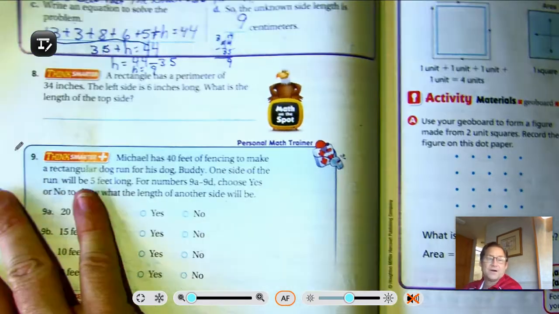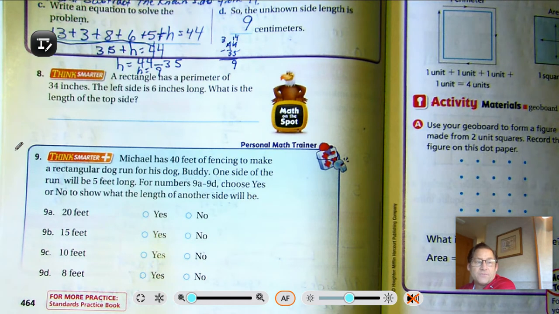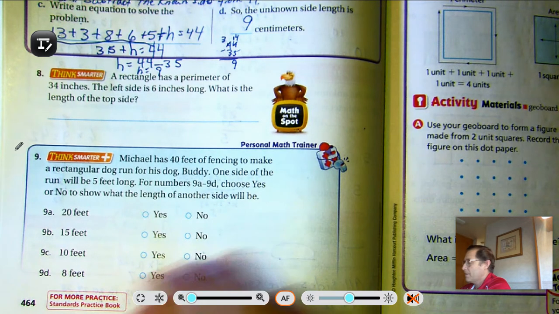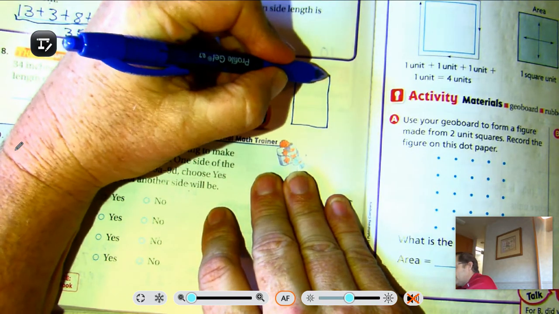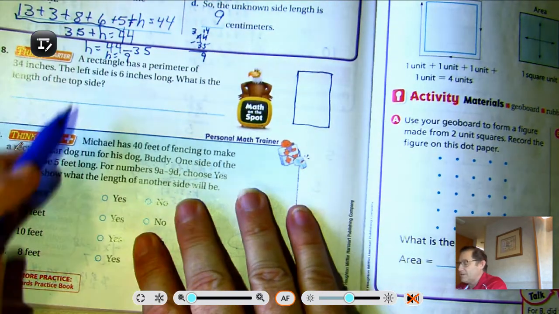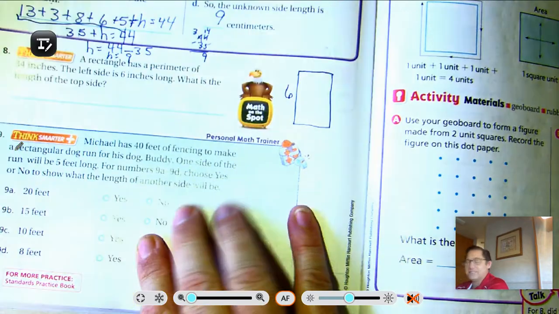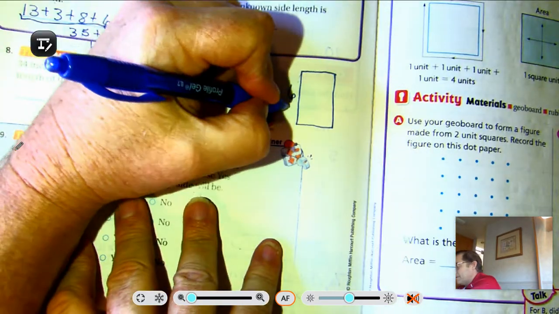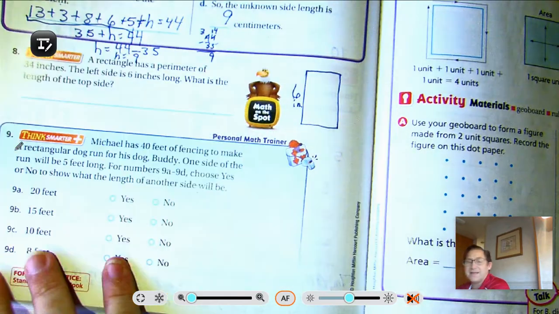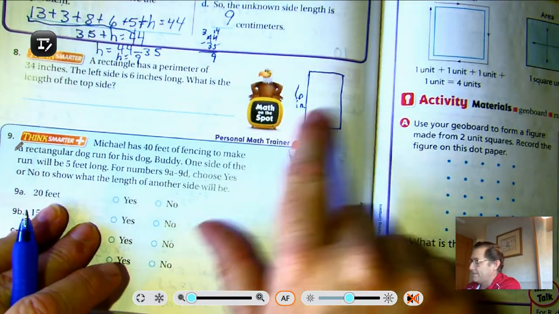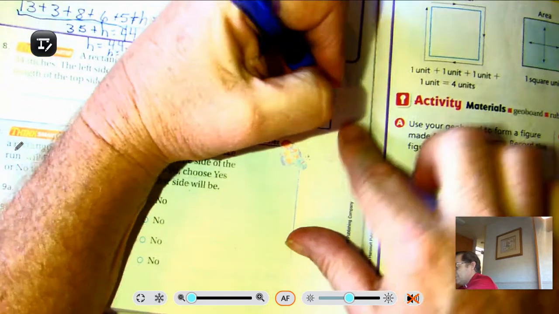Number 8. A rectangle has a perimeter of 34 inches. The left side is 6 inches long. What is the length of the top side? So a couple things that we should do with this. I would draw the rectangle. Okay, so they're telling me the left side is 6 inches long. I'm going to write in the abbreviation for inches, 6 inches. And I know because this is a rectangle that this side is also 6 inches.